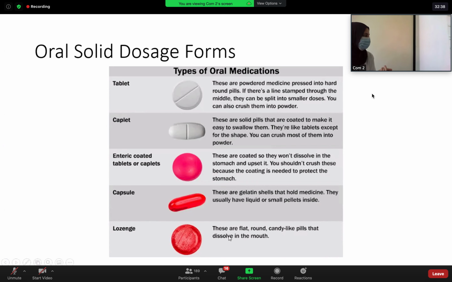The lozenges is what I just explained to you. Again, it's a flat, round tablet. Most of those come with flavored additives, so it will be kind of acceptable for the patient because it will be left in the mouth for some time until it dissolves completely.